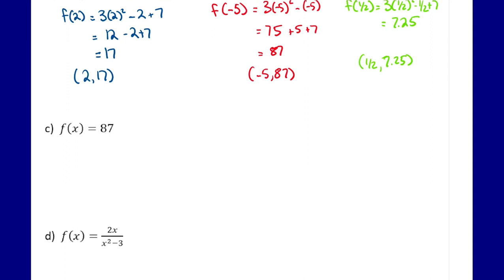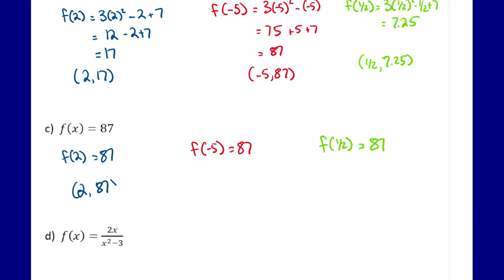For C, f at x is equal to 87. This means regardless of what the x value is, so for example, f at 2 will equal 87. F at negative 5 will equal 87. And f at 1/2 will equal 87. So this is just a fancy way of saying this is basically a horizontal line, because regardless of what the x value is, the function gives us the same y value of 87.